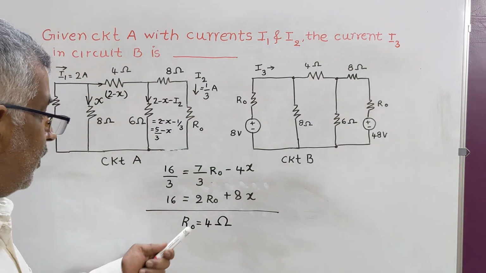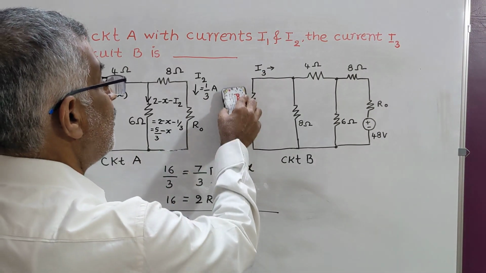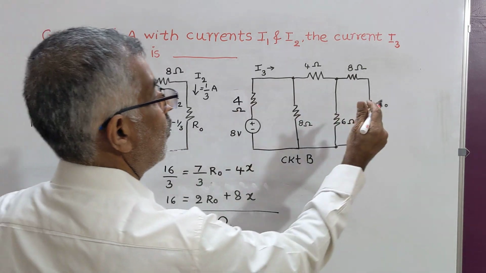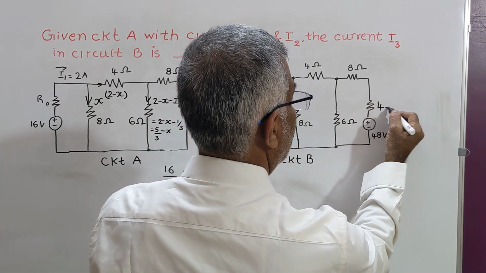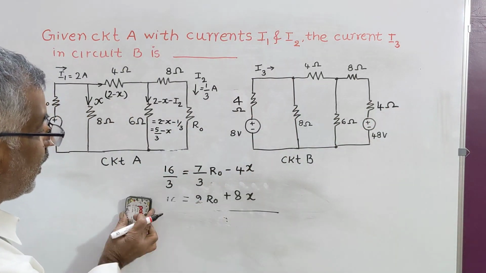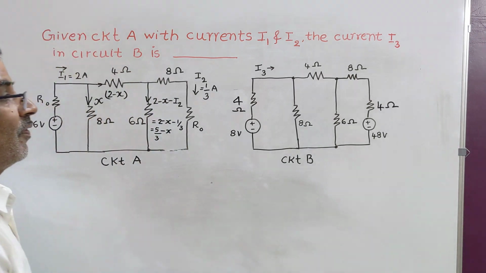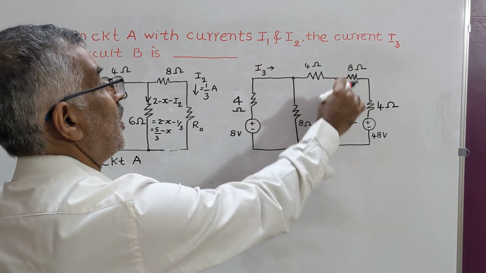Now I have found the value of R0, which I will substitute here: 4, here also 4 ohms. Next, having found R0 as 4 ohms, the question is, what is I3?